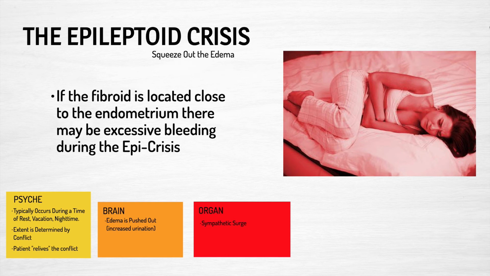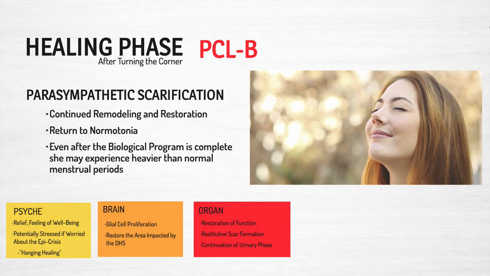The epileptoid crisis, so you will still go through a period of discomfort during the epileptoid crisis. If the fibroid is located close to the endometrium, there may be excessive bleeding during the epicrisis. And then the parasympathetic phase, once you get through the healing crisis, there's continued remodeling and restoration. But even after the biological program is complete, the woman may continue to have heavier than normal menstrual periods.